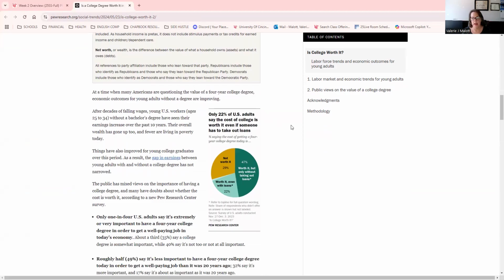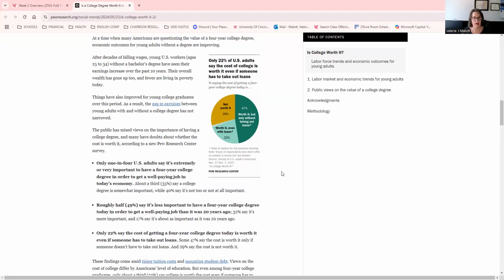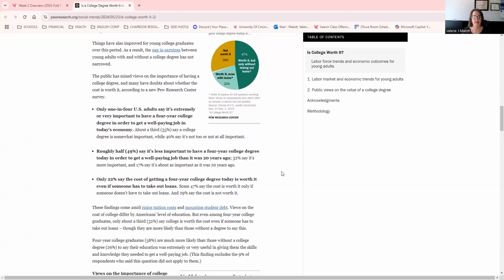So they have polled people, and only 22% of US adults say the cost of college is worth it, even if someone has taken out loans. So 47% say it's worth it, but only without taking loans. Some 22% say it's worth it even with loans, and 29% say it's not worth it at all. So we have a lot of things to be aware of, right?